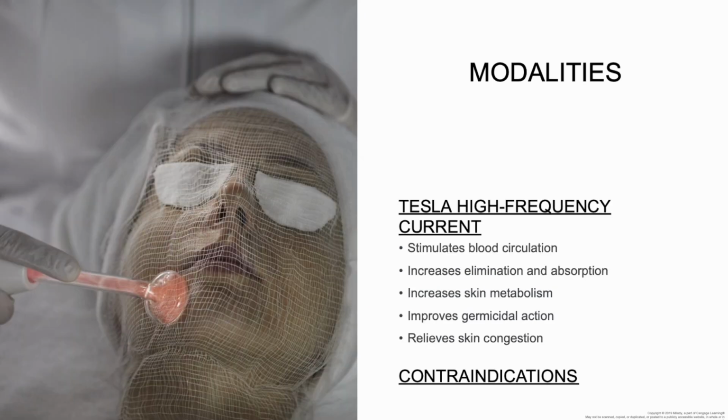Then we have Tesla high frequency, also known as violet ray. It is a thermal or heat producing current with a high rate of oscillation or vibration that is commonly used for scalp and face treatments.